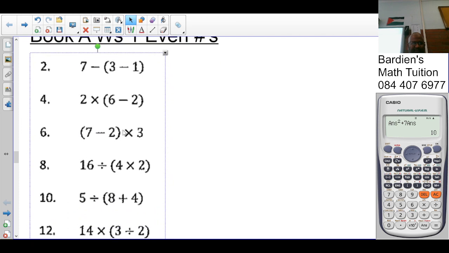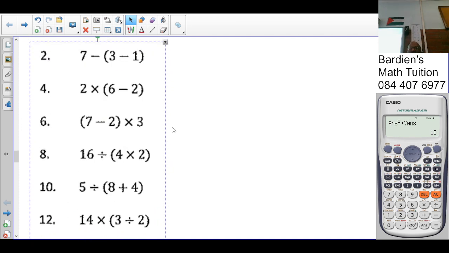Let's go through the first few. Any problems with number 2? 4, 6, just put up your hand, or just call it out. 8? No? Who says yes? Right, this is simply that needs to be done first. So it's 16 divided by 8, which is, where did you go wrong?